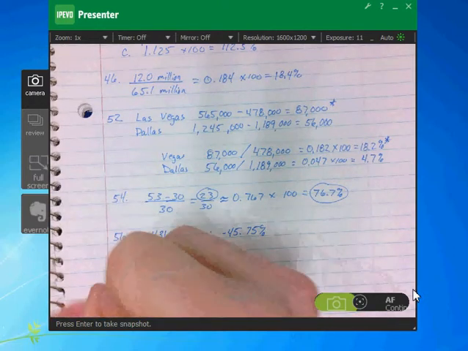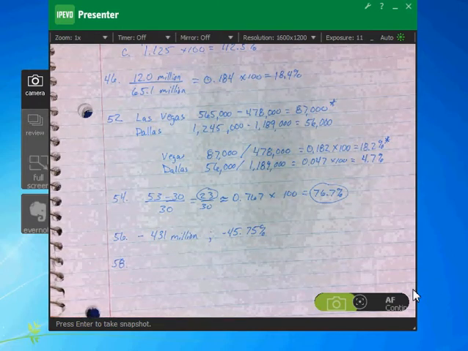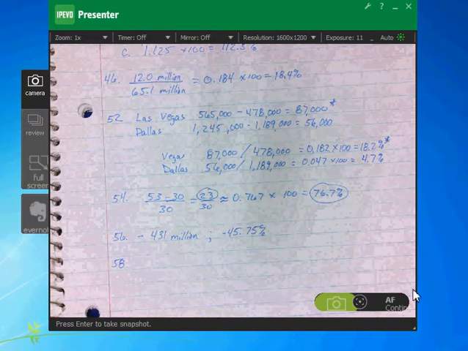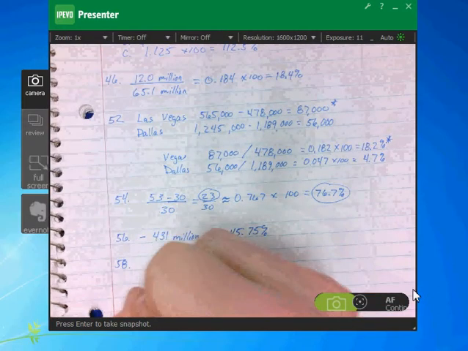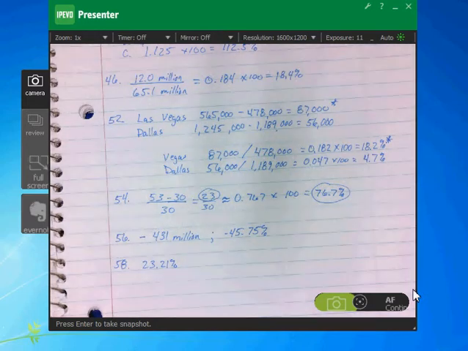Okay. 58 is more of the same percent difference. So we should end up with an answer of 23.21. That's looking at life expectancy in Canada compared to Russia. So we should end up with a 23.2% difference there.